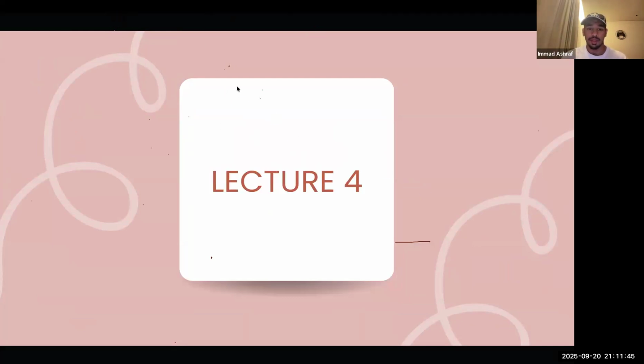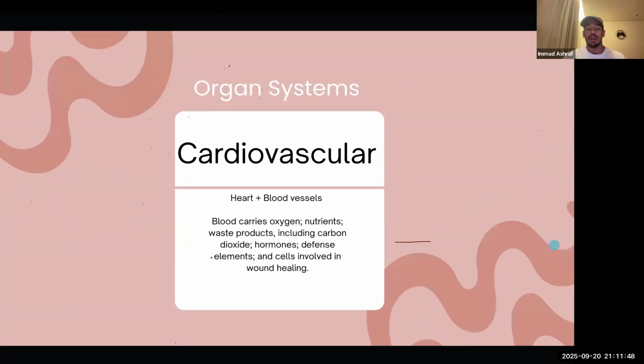Bismillah. So the first organ system that we'll be talking about now is the cardiovascular system. The cardiovascular system has the heart and the blood vessels. Easy. The heart pumps, the blood vessels are carrying the blood. And the blood has oxygen, it has nutrients, it has waste products, including carbon dioxide, it has hormones, it has defense elements such as the cells of the immune system, and other cells involved in wound healing, such as platelets. So all of this is present in the blood. The blood is the media that the body uses to transport all of these to different areas.